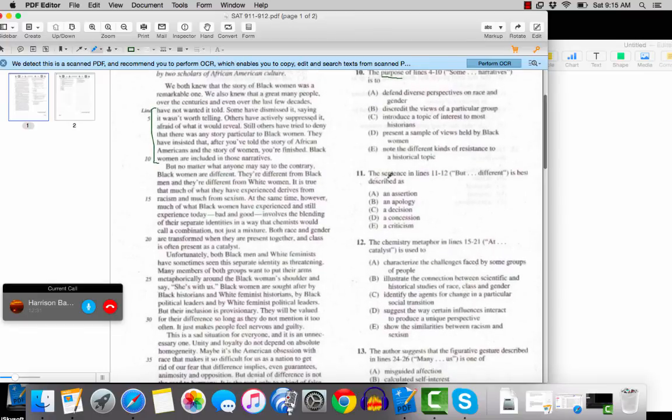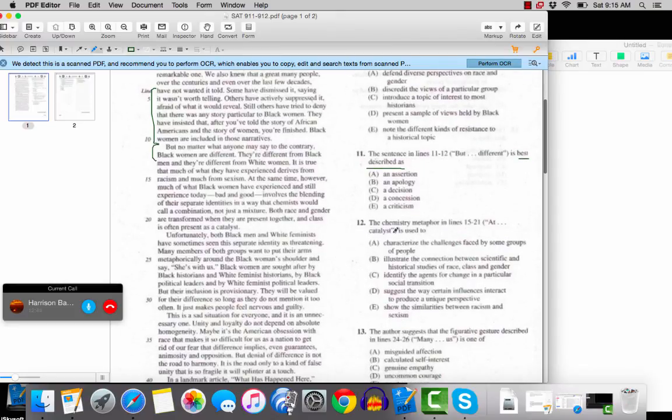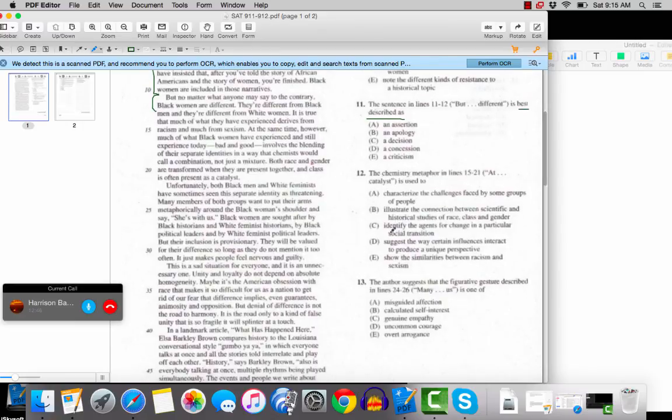Okay, next one. The sentence in lines 11 to 12 is best described as. So we're going to mark best described as, and then lines 11 and 12. Okay. Next part. The chemistry metaphor in lines 15 to 21.